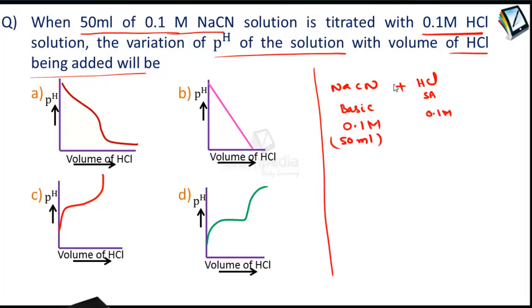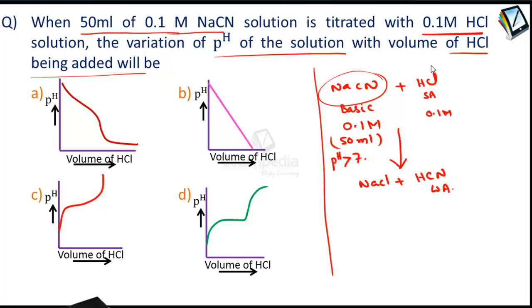Now as strong acid is added to this salt, what will happen? The salt solution is basic, and since strong acid is being added, neutralization starts taking place to give NaCl, a neutral solution, sodium chloride, as it is a salt of strong acid and strong base, and a weak acid HCN is formed as a result of the reaction. So it's a titration now. Initially some pH is there for this basic solution, which will be more than 7 because it is a basic solution.